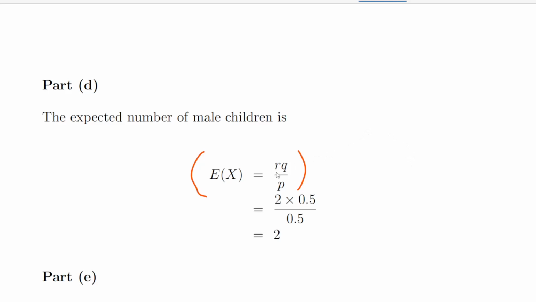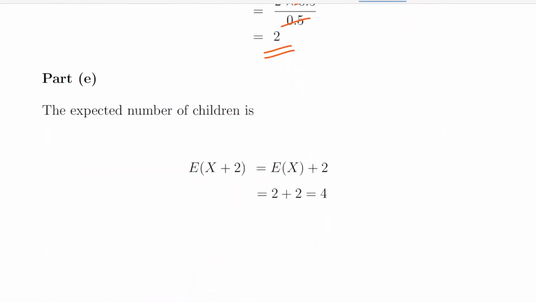So here it is r times q, which is r times 1 minus p divided by p. And in both cases, 1 minus p and p are 0.5, so it's straightforward enough. So essentially we're left with 2. R equal to 2. 2 times 0.5 divided by 0.5 is 2. So that is the expected number of male children that the family will have before they have the two daughters, the two female children that they require.